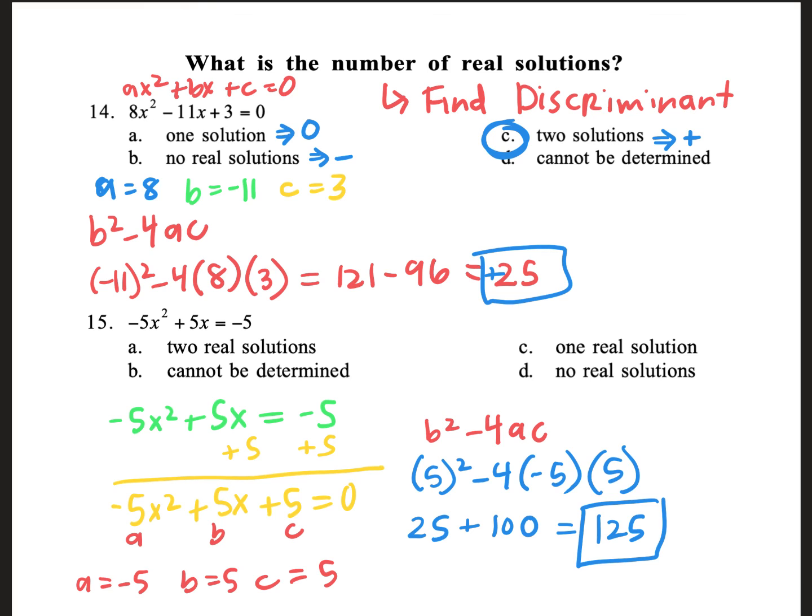Again, if it has 2 solutions, it's positive. 1 real solution, it equals 0, and no real solutions, it's a negative number. So again, we had a positive 125, so this one is also 2 real solutions. I wish that example was more fun, like we'd get a different answer, but alas, we don't.